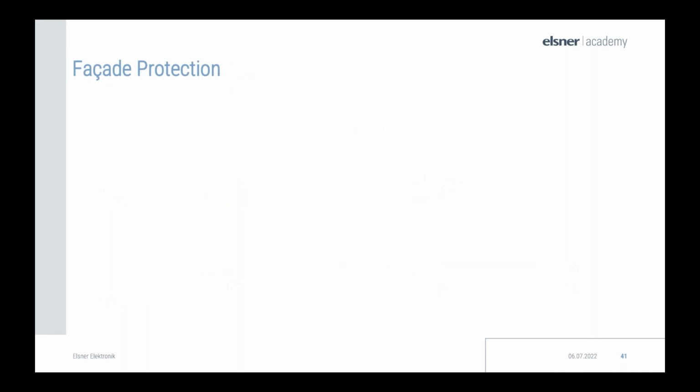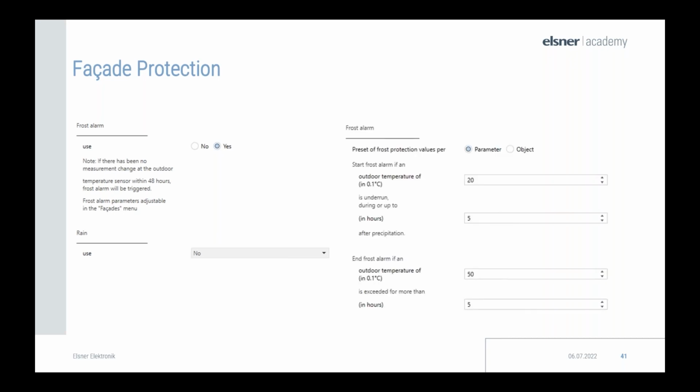The facade protection is very important to set. Earlier we discussed the wind alarm settings. Remember? The facade automation offers further protective functions. So for cold regions, we have the frost alarm. If the outdoor temperature falls below 2 degrees during or up to 5 hours after precipitation, the frost alarm is activated and the shading is retracted.